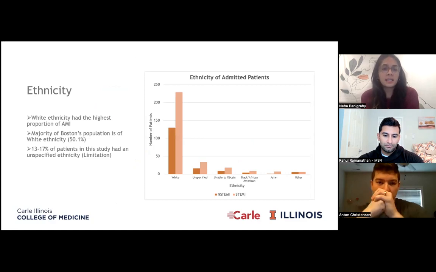Next, we looked at ethnicity of the admitted patients. When we looked at ethnicity, we observed that the white ethnicity had the largest proportions of AMI. However, this was done in Boston, and the majority of the city's population is of white ethnicity, about 50%. A limitation during this portion was that 13 to 17% of patients in this study had an unspecified ethnicity, which serves as a limitation because we were unable to obtain their data.